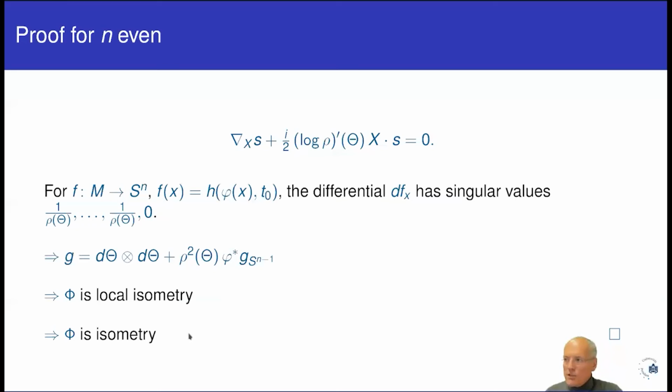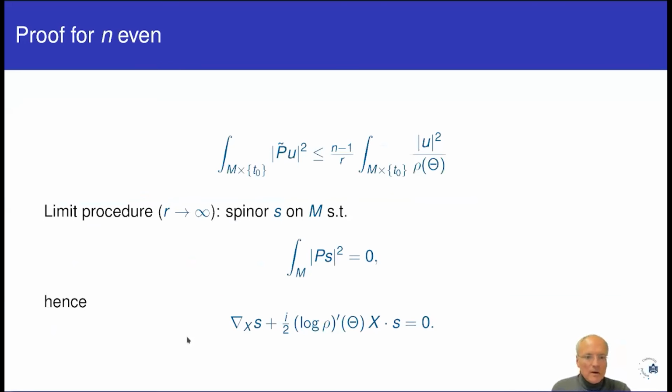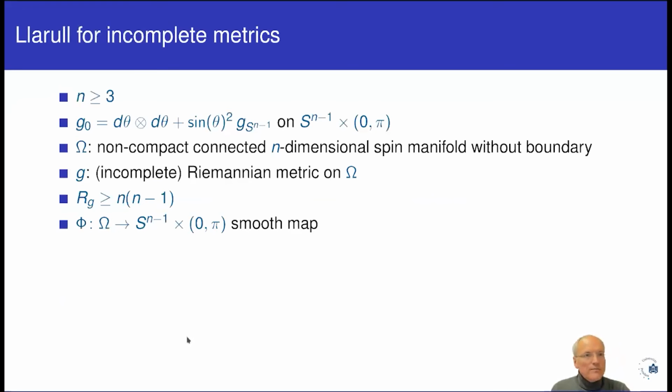And in odd dimensions, it's easier because in odd dimensions, you don't even have to take the circle factor. You can work on the manifold directly. And you don't need this limit procedure. Okay, good. So that's the first result, the first application to scalar curvature geometry.